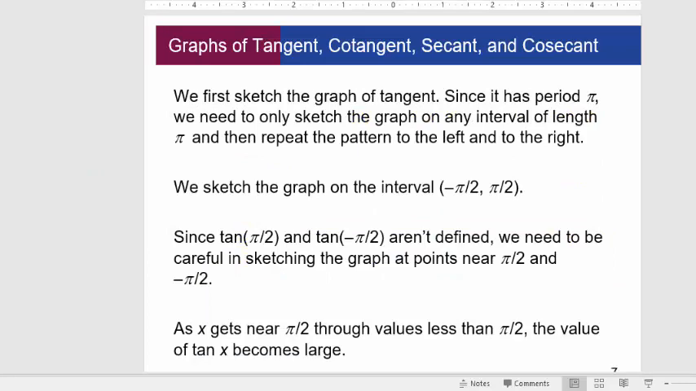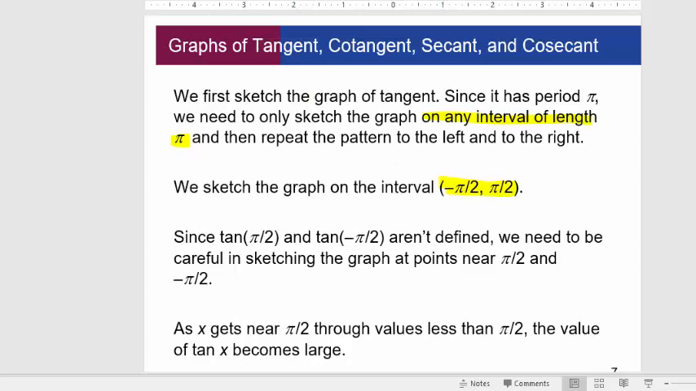So how are we going to sketch the tangent graph? Well, the advantage of tangent over sine and cosine is that it has a period of pi, so it's going to be a little bit easier to sketch. So we really only need to sketch a graph on any interval of length pi and then just repeat it over and over again to the left and to the right. All right, so the most convenient interval to sketch the graph on is going to be the interval from negative pi over 2 to positive pi over 2.